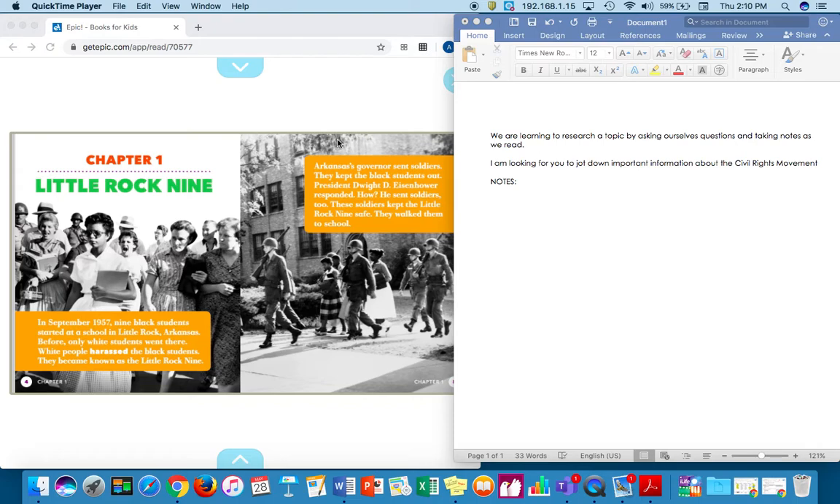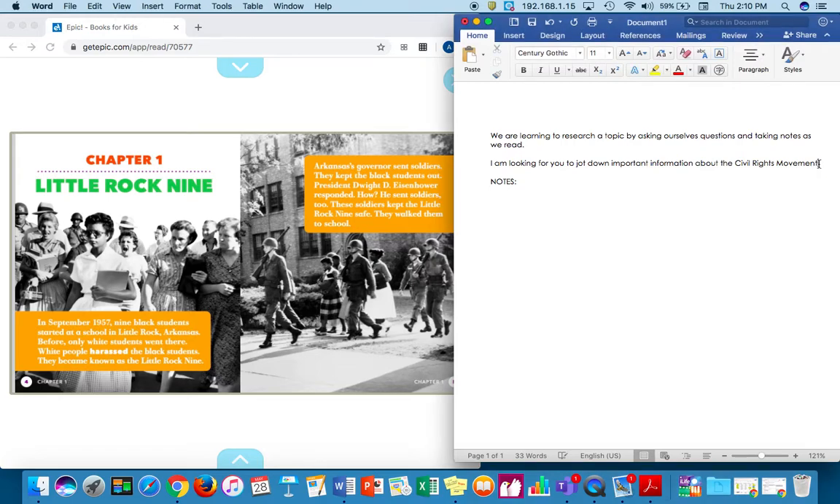This unit's not just based on what we have in our mind already about the civil rights, but what new information we can learn. So we're going to learn to research a topic by asking ourselves questions and taking notes as we read. I'm looking for you to jot down important information about the civil rights movement.